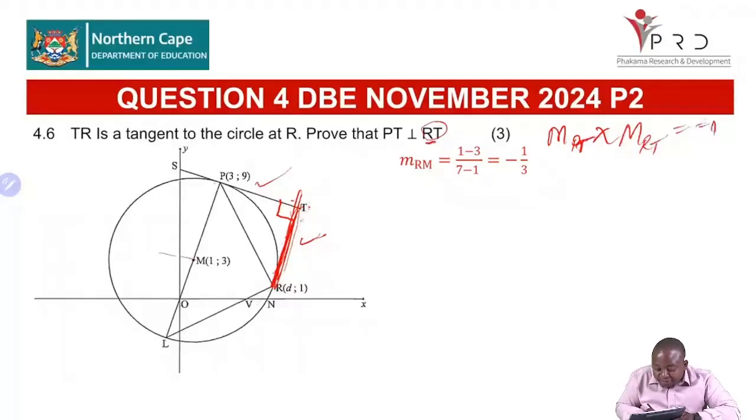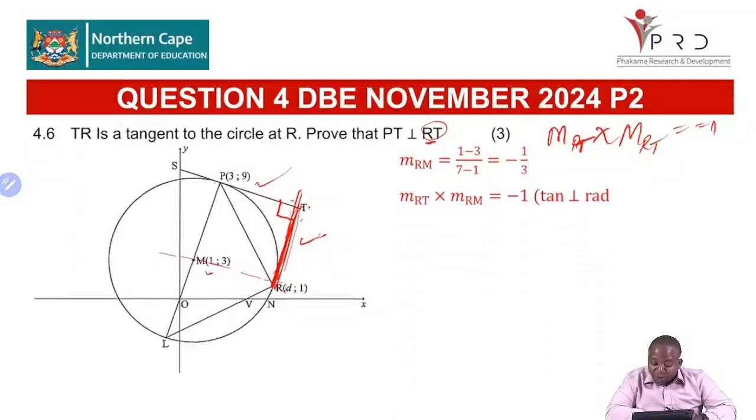But we can invite our Euclidean geometry here and find the coordinates of, so we have the coordinates of R. So we already have the coordinates, we don't have to find them again. We have to find the gradient of RM. If I can find the gradient of RM, and we know that a tangent is perpendicular to radius, then I can find the gradient of RT. So the gradient of RM was -1/3. Then to find the gradient of RT, I'm going to say MRT multiplied by MRM is equal to -1. Why? Tangent perpendicular to radius, because we're told that it's a tangent here. Then MRT is going to be 3.